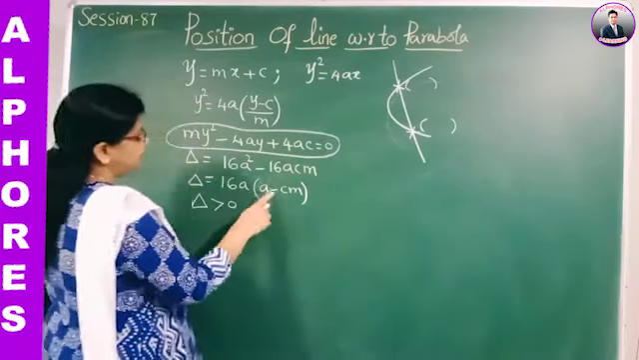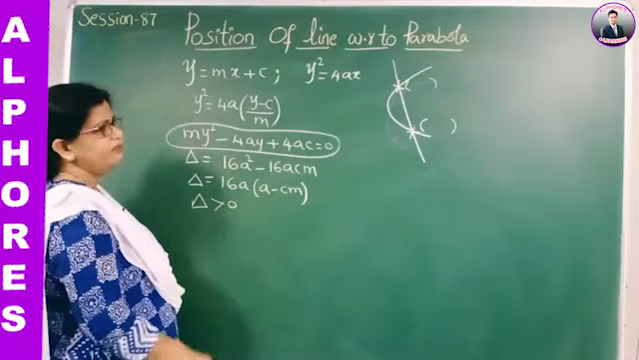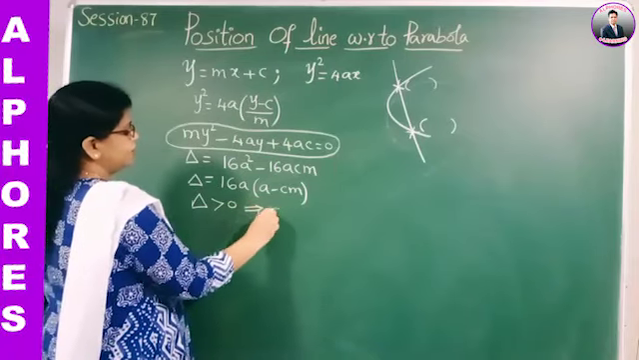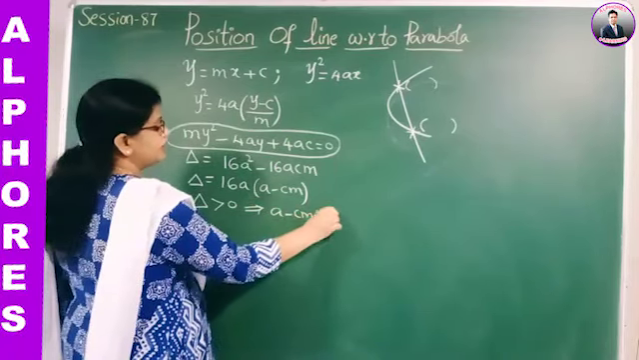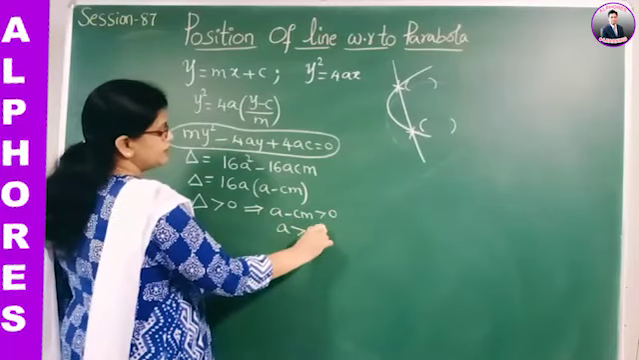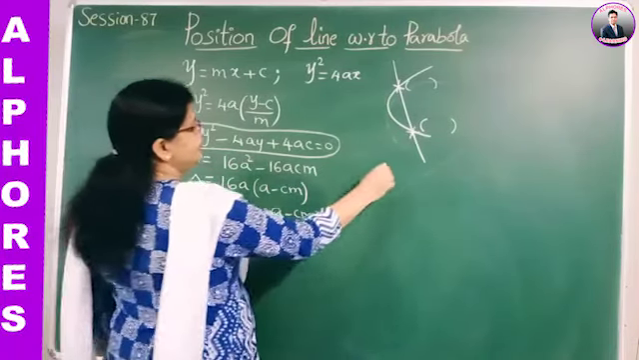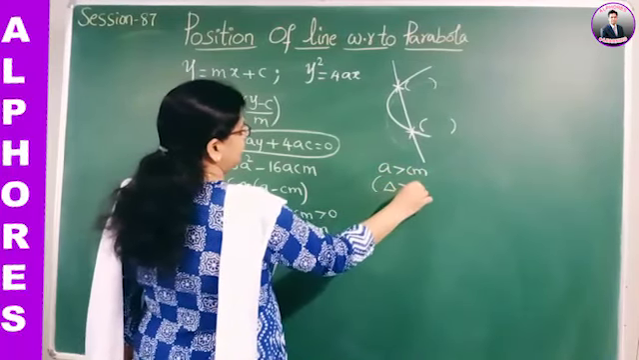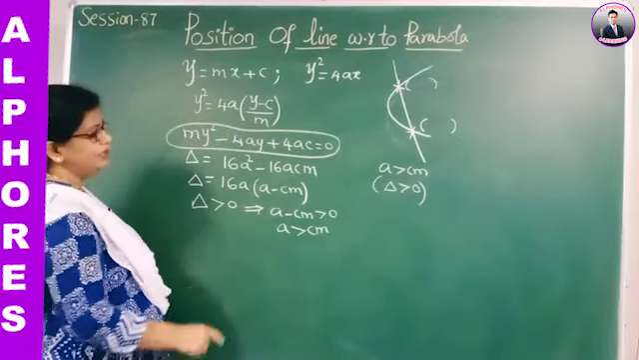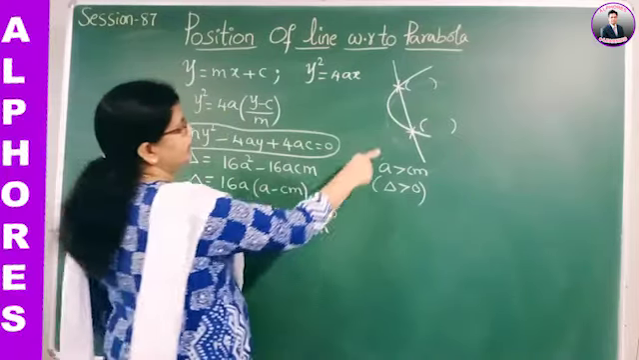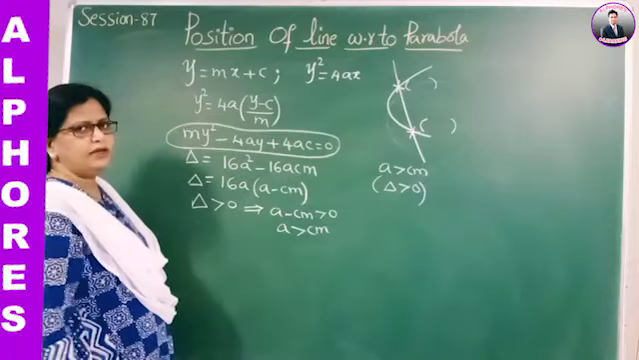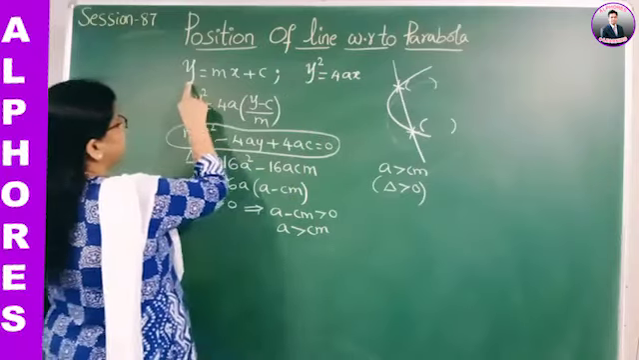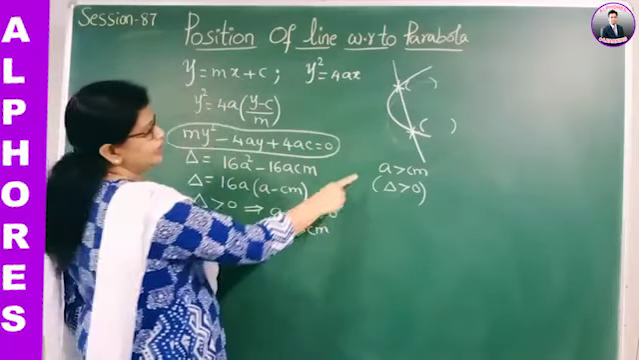In what case? Here a is anyhow positive every time for this kind of parabola. Therefore a minus cm is greater than 0, that implies a is greater than cm. So whenever a is greater than cm, or when delta, the discriminant, is greater than 0, you can observe that this line is intersecting the curve in exactly two distinct points. So for the parabola y square is 4ax, with this given line, this is our condition.